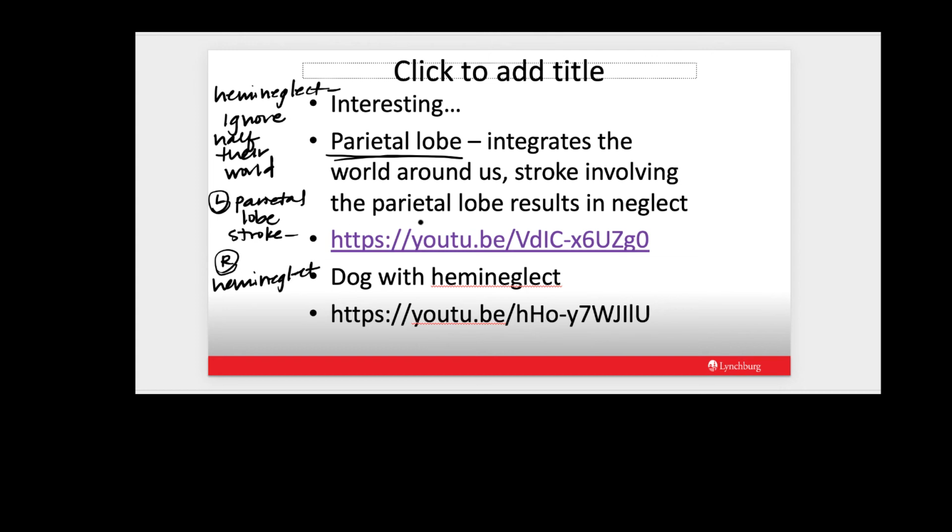Okay? And so I gave you the link of a couple things. I've got a video of a dog with Hemi Neglect. So he basically eats half his bowl of food because he's not really aware of the other half of it. The other one is a patient who is being tested using what's called the clock test. And this is an assessment tool that's used to test for Hemi Neglect.